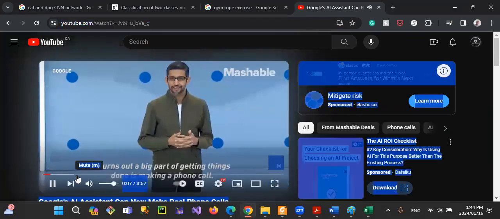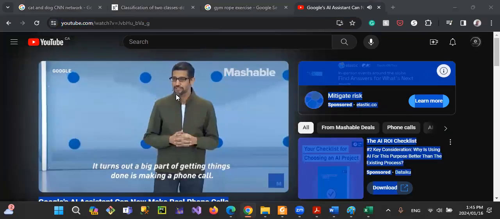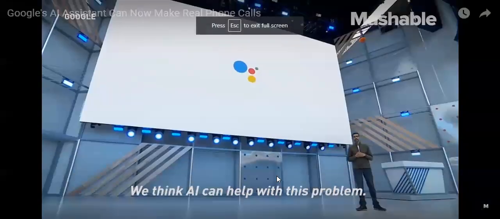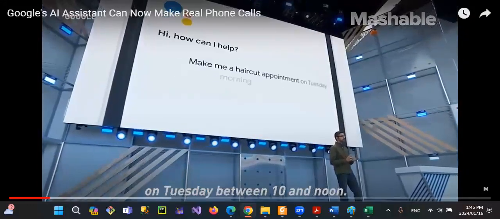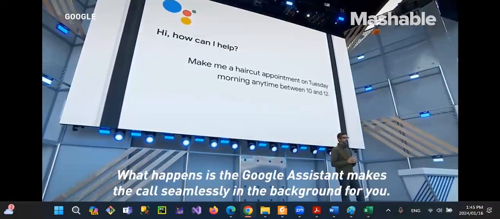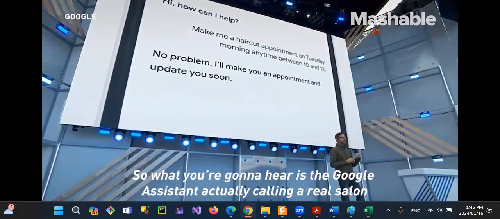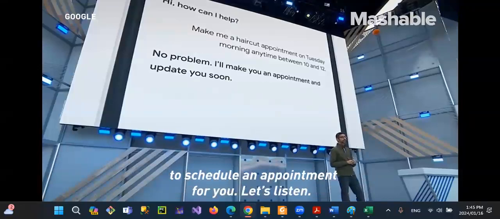It turns out a big part of getting things done is making a phone call. We think AI can help with this problem. Let's say you want to ask Google to make you a haircut appointment on Tuesday between 10 and noon. What happens is the Google Assistant makes the call seamlessly in the background for you. So what you're going to hear is the Google Assistant actually calling a real salon to schedule the appointment for you. Let's listen.